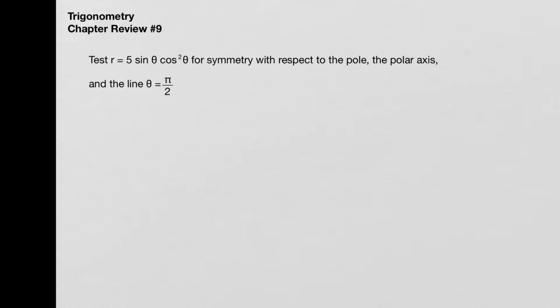In this problem, I'm testing the equation r equals 5 times sine theta times cosine squared theta for symmetry with respect to the pole, the polar axis, and the line theta equals pi over 2. Recall that when we are testing for symmetry with respect to the pole, we're replacing r with negative r, and we're going to check to see if the two equations are equivalent to each other.